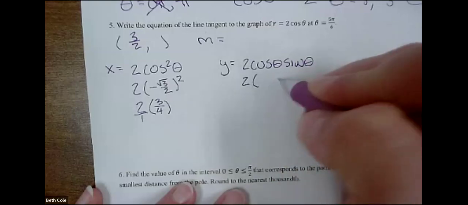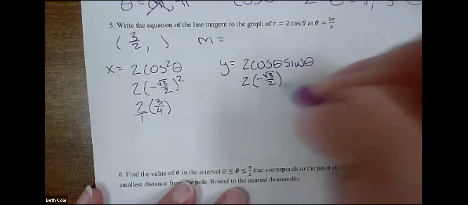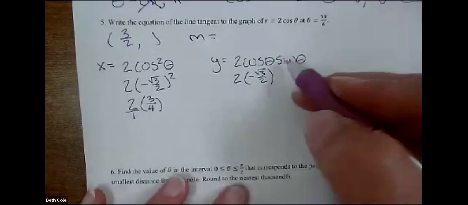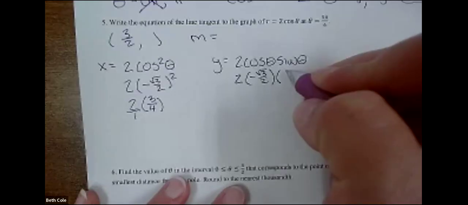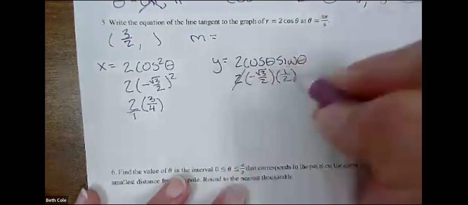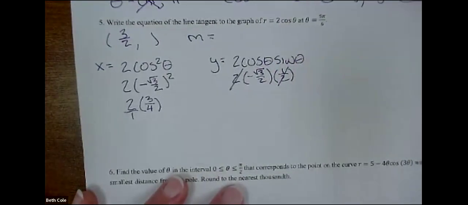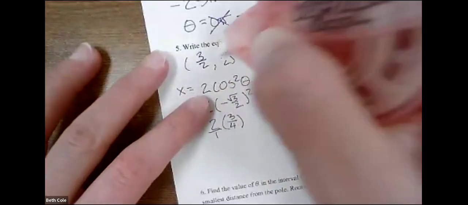So we're going to have 2 times cosine of 5 pi over 6. You guys just told me it's negative square root of 3 over 2. What is sine for 5 pi over 6? It's 1/2. Good job. All right, so these are going to divide out, the 1/2 and the 2. And so you just get negative square root of 3 over 2. I don't like how that looks. It ran into my parenthesis. I'm going to make it look prettier.